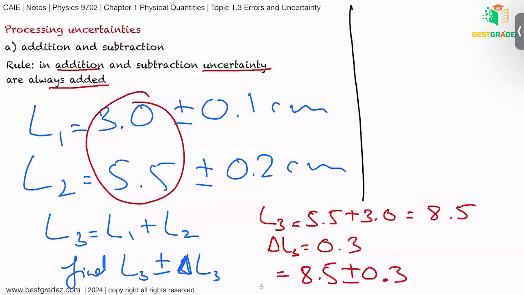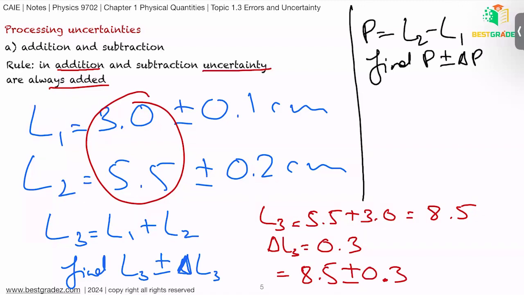If we look at an example of subtraction, let us say I want to find L2 minus L1, and let me call it L4. It could be another length or some value, I have to find P, and the formula for P is that L2 has to be subtracted from L1, and the question is find P plus minus uncertainty in P. So first if I find P, L2 minus L1 gives me the value 5.5 minus 3.0, which will come to 2.5, right. So this is the value of P.